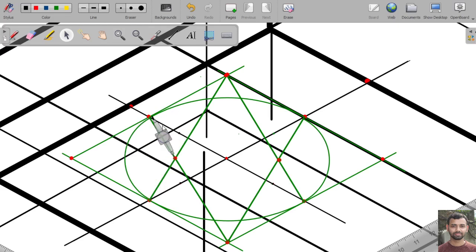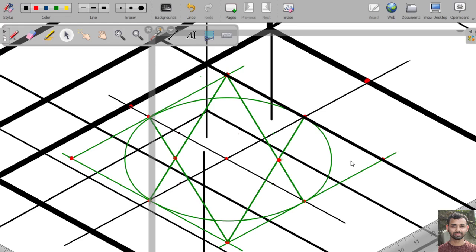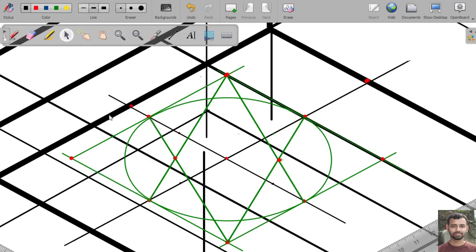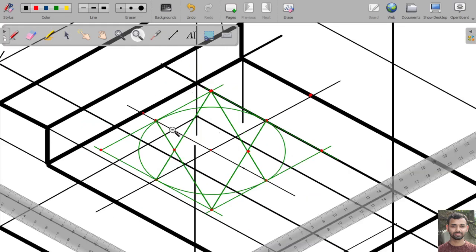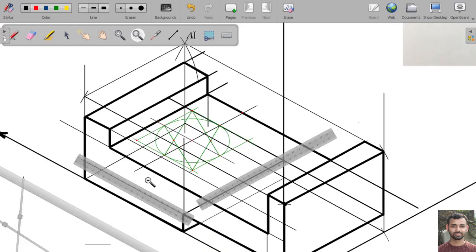By the way, the portion is almost correct. Okay, so this method is called the four-centered method. In this way, you can draw the circle.